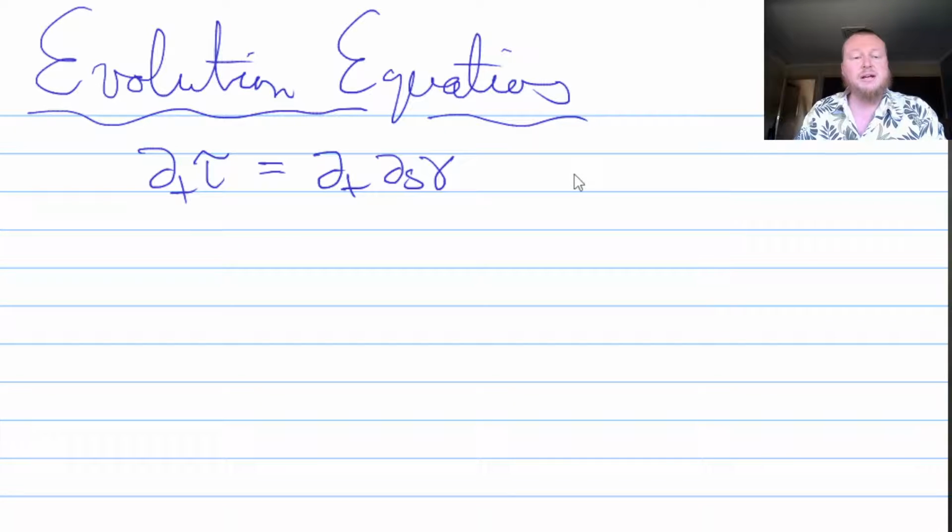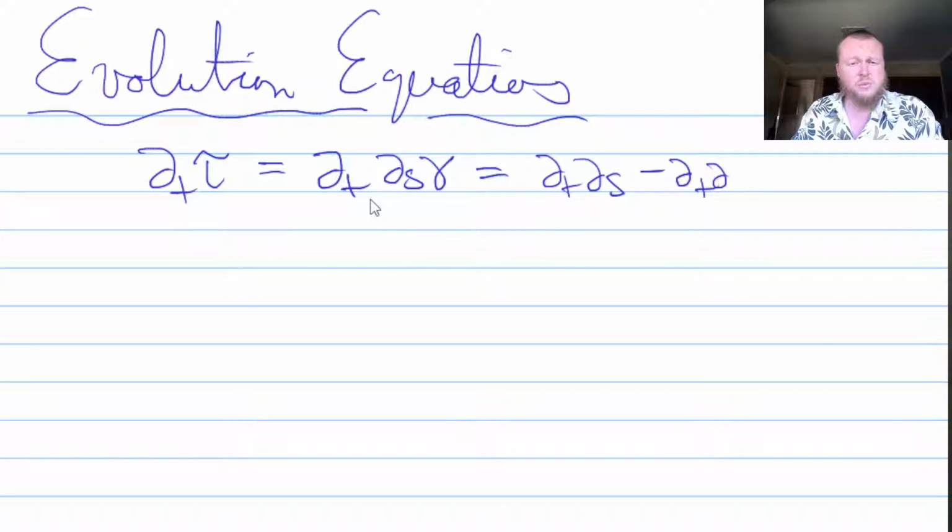Okay, but now this expression, d/dt d/ds, should look familiar. It's part of the commutator. So what we do, now I made a little typo here. What we do is we add and subtract. Let me just fix this up. There we go. We add and subtract d/ds d/dt, so we don't change it at all.